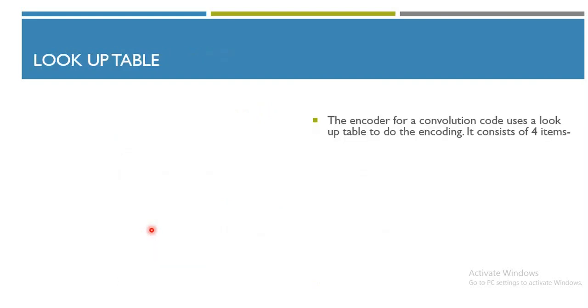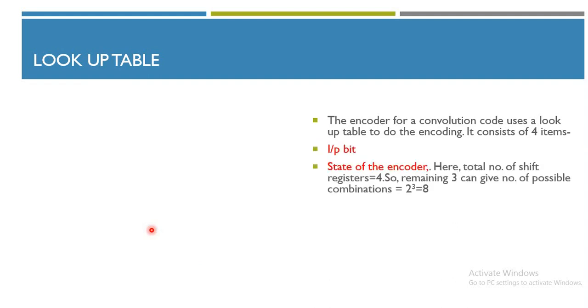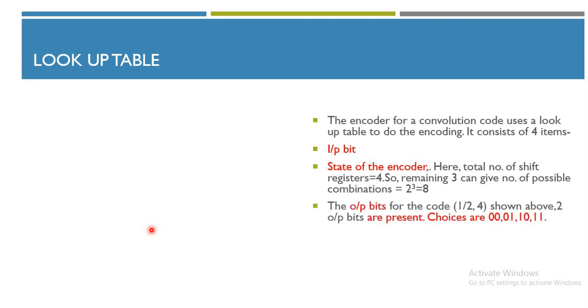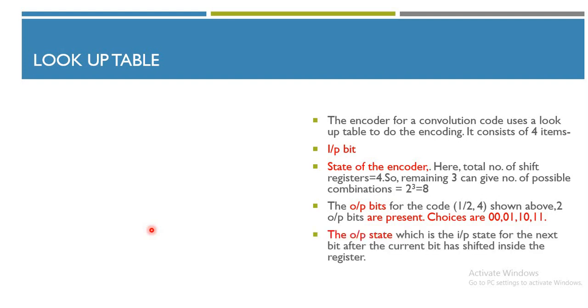Now the lookup table is a very important table. Here the encoder for the convolution code uses a lookup table to do the encoding. It consists of 4 items. First one is the input bit, then the state of the encoder. The state of the encoder is defined by the shift registers, and the remaining 3 give the number of possible combinations, that is, 2 raised to 3 is equal to 8. Then the output bits of the encoder are shown, and then the output state, which is the input state of the next bit after the current bit has shifted inside the register.